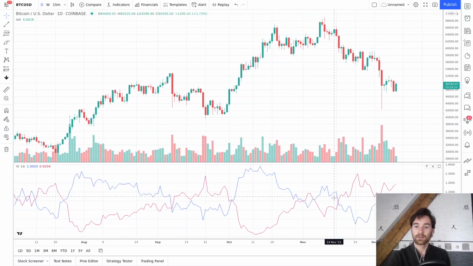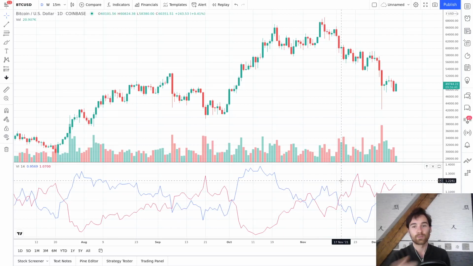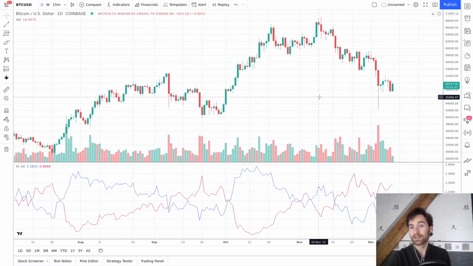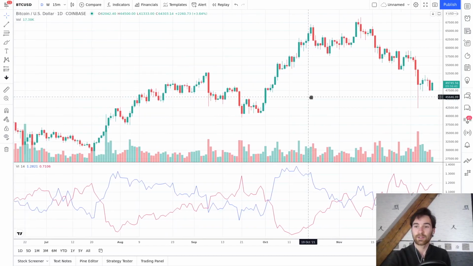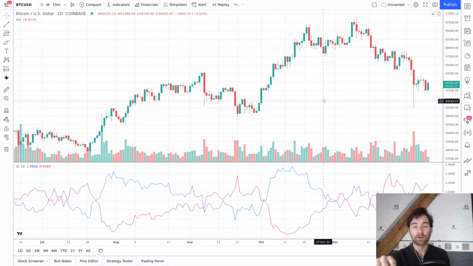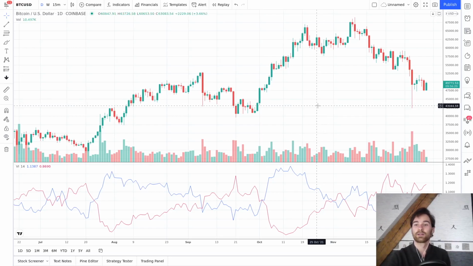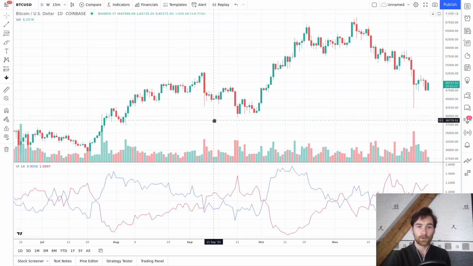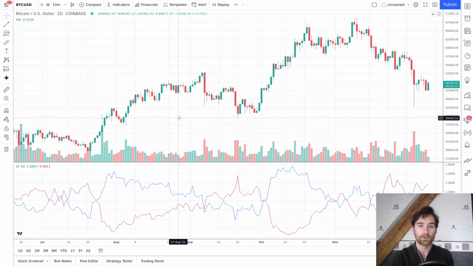We can see here the other side of the Vortex. So the VI plus crosses down the VI minus. So the trend becomes bearish and it's a sell signal. So that's what you need to remember. When VI plus crosses over VI minus, it's a buy signal. And when VI plus crosses down VI minus, it's a sell signal. So okay, you know what you need to know about the Vortex.